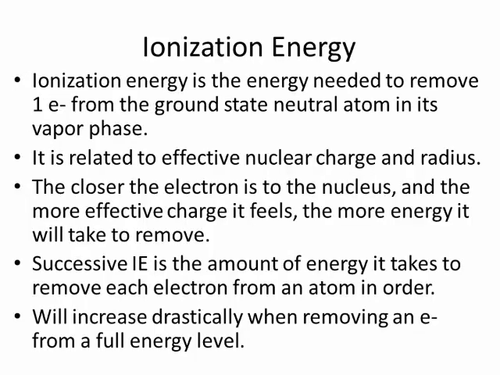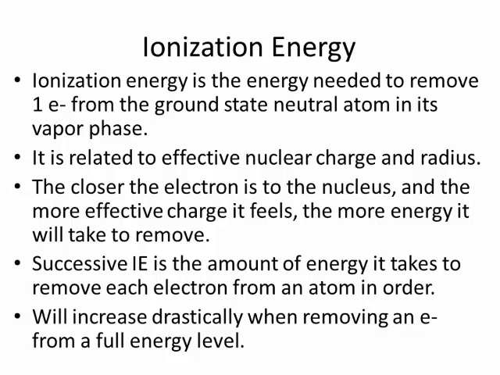Ionization energy is the amount of energy needed to remove one electron from the ground state atom in its vapor phase. So we vaporize the element and turn it into a gas, and then we put in energy to pull an electron off. So it's related to the effective nuclear charge and the radius. The higher the effective nuclear charge and the smaller the radius, the harder it's going to be to remove electrons. It's just simple, right? It's got a stronger pull, so you're going to have to put more energy in to pull it away.